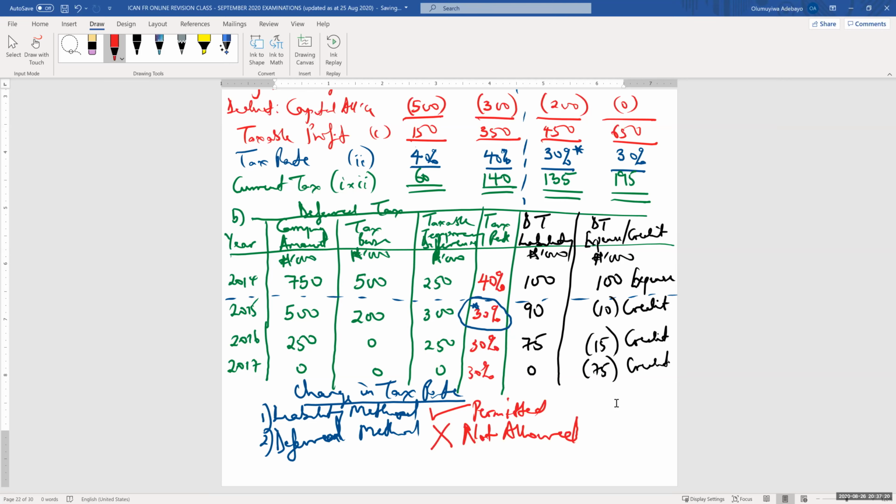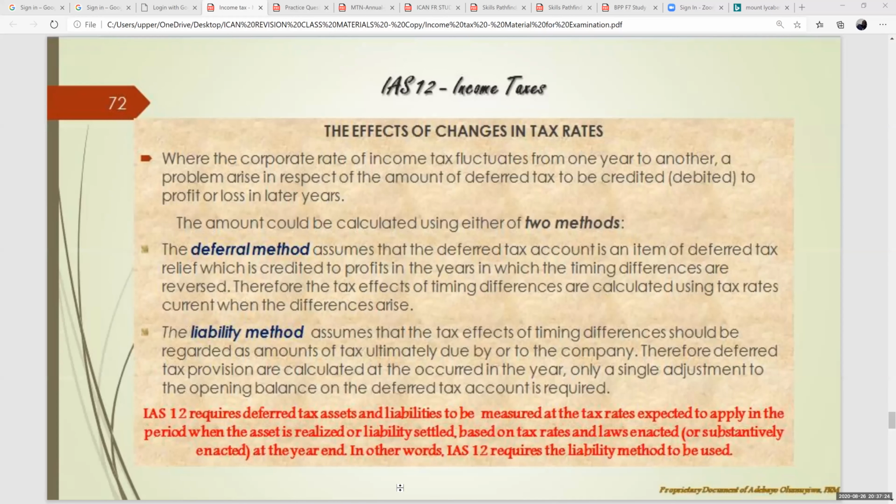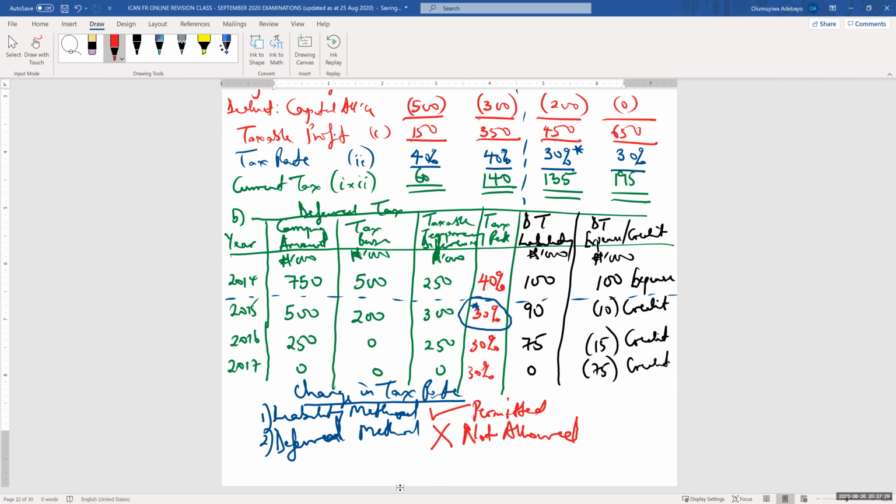Okay, in the absence of any question, now let's go back to our presentation. And let us talk about the impact of discounting in computation of deferred tax.